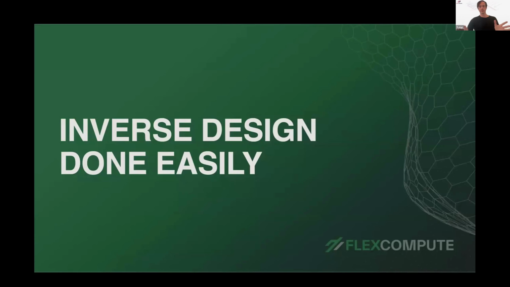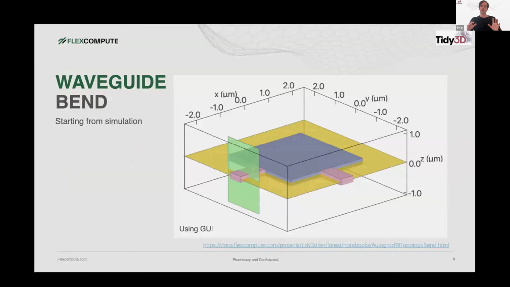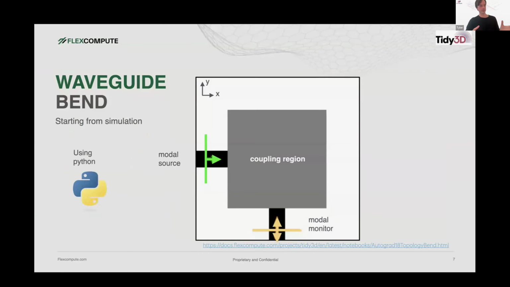So first, I want to hopefully show you how easy it is to set up an inverse design problem and run it, especially if you're coming from very little experience with it. We're going to take a waveguide bend problem as an example, and set up a topology optimization of a waveguide bend. We can set up just the starting simulation, either using our graphical user interface or using our Python interface. I'll stick with Python for now, but we'll talk about the graphical user interface later.